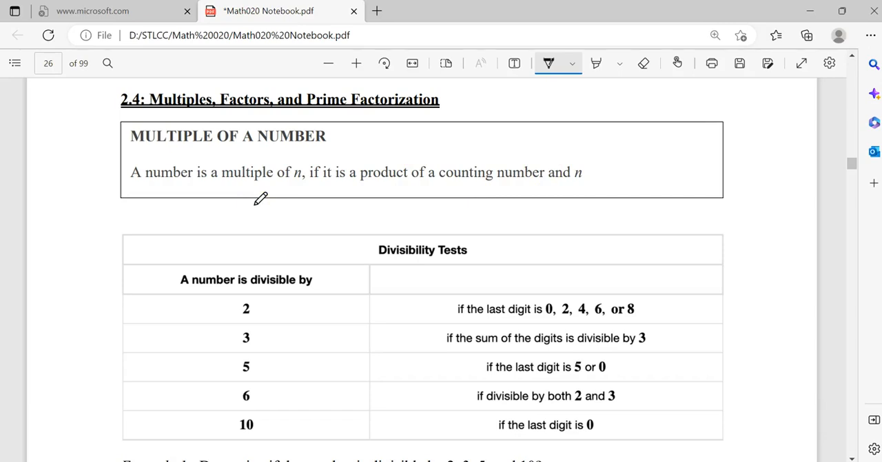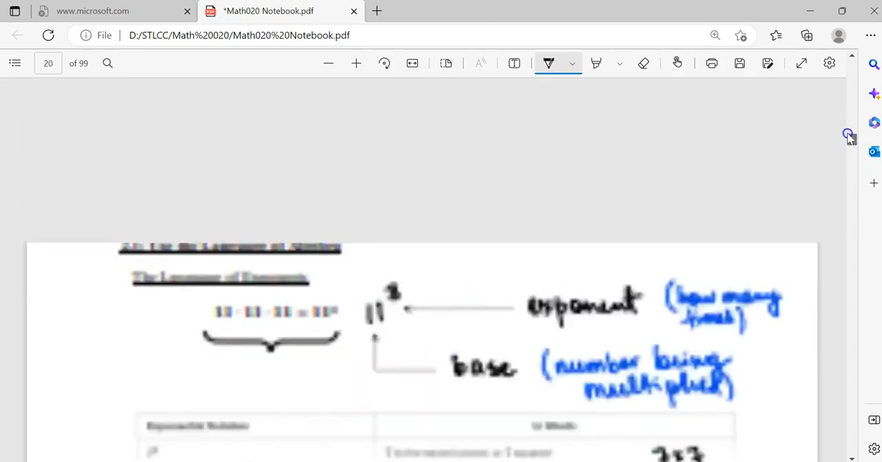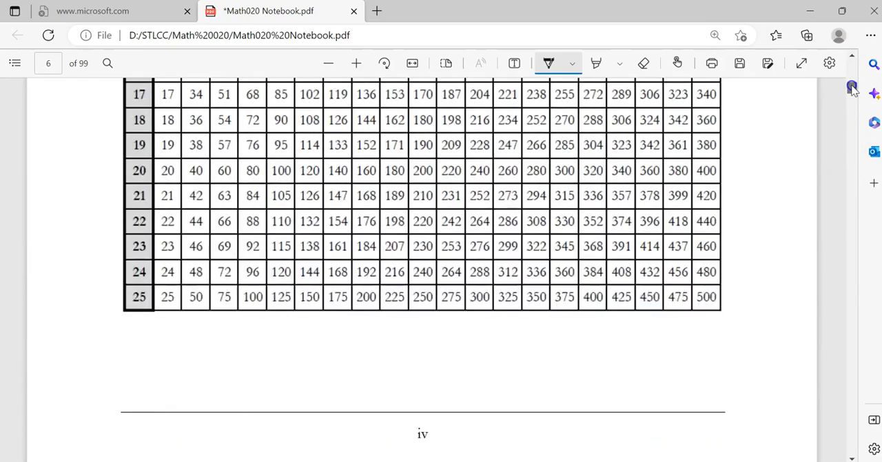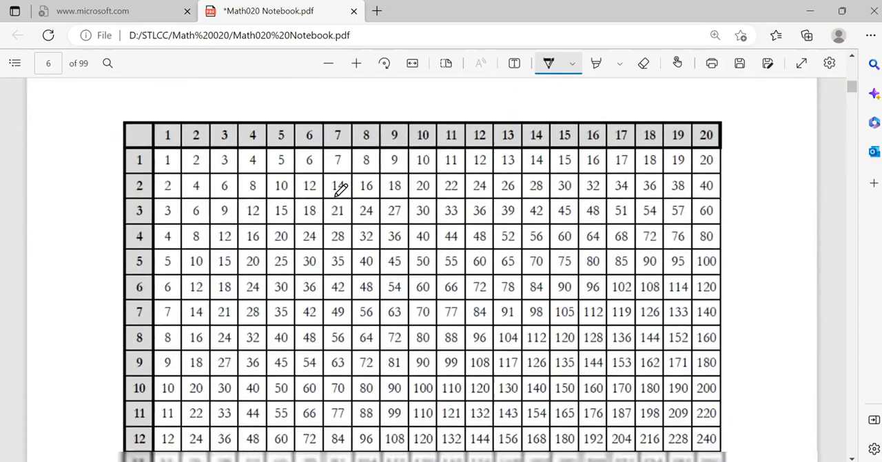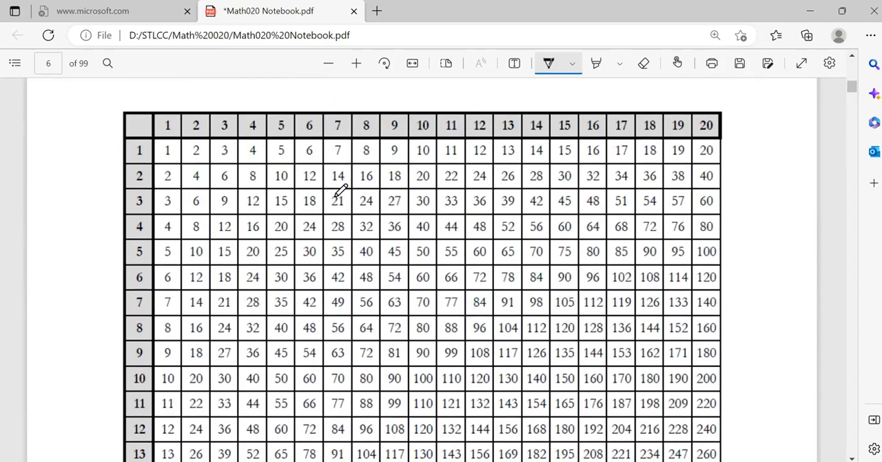So when you look at your multiplication table, let's go ahead and see if I can grab my multiplication table. Pretty much the multiplication table has all the multiples of a number. Here, numbers are going to be on the left. So these are our numbers. And this would be counting numbers.